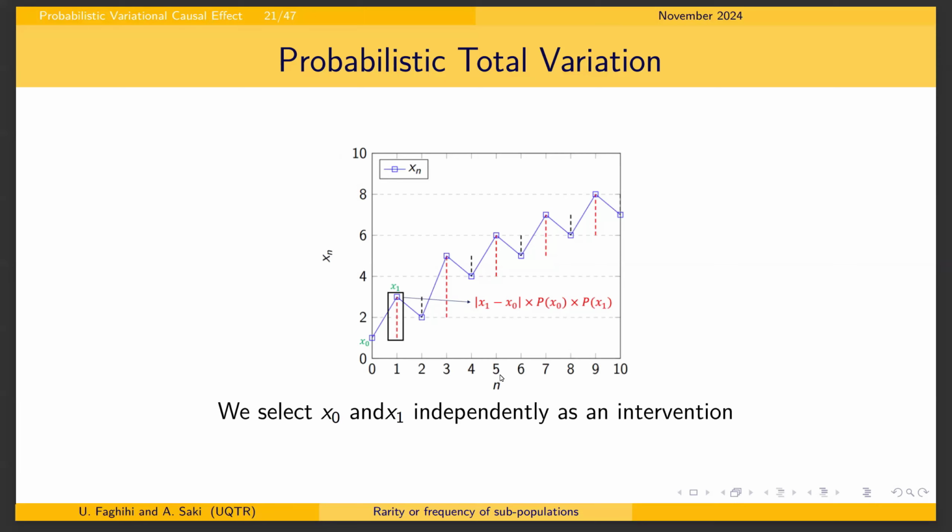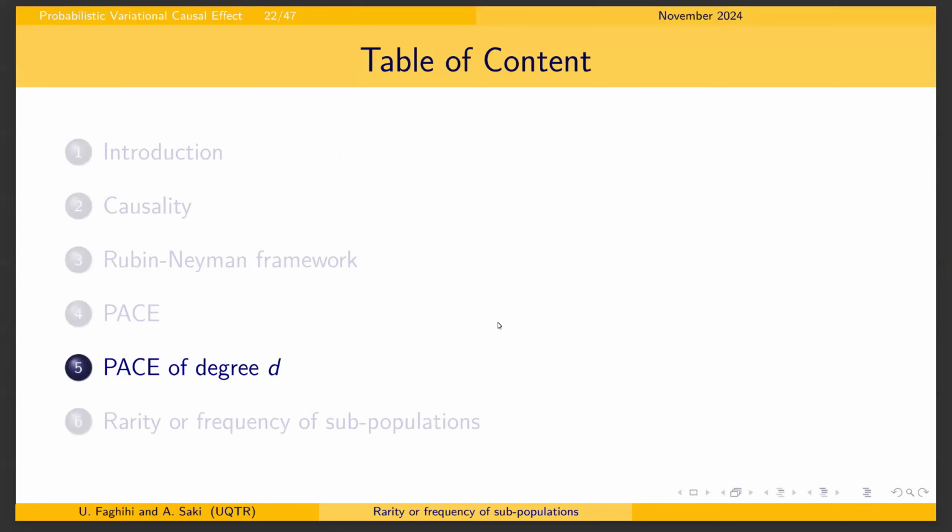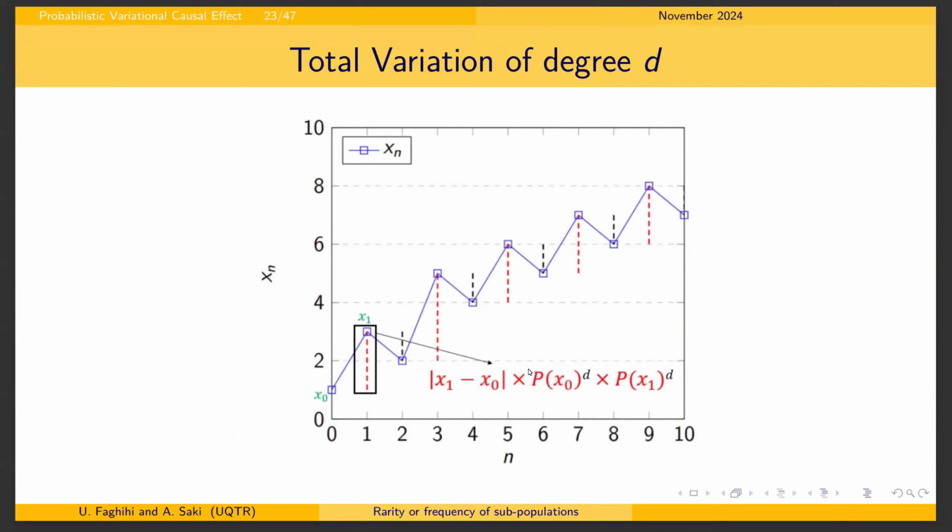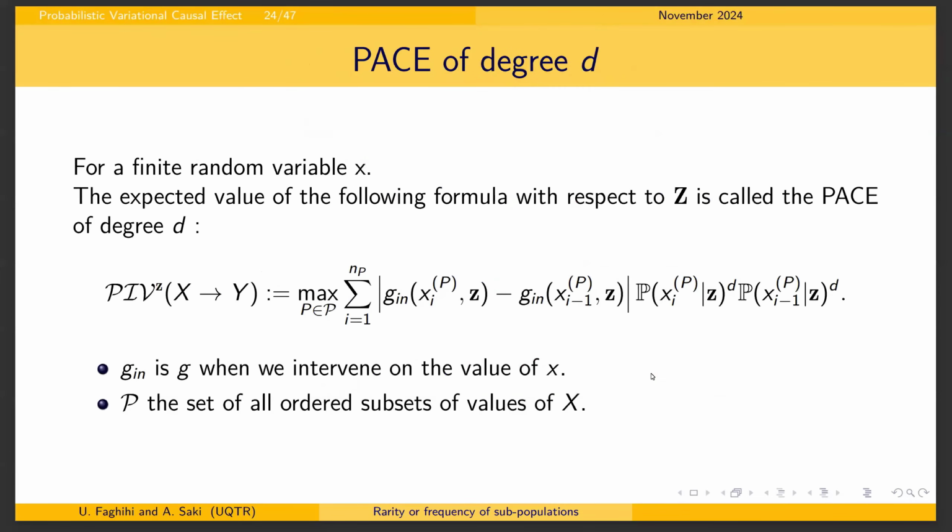That is when we are intervening, in causal inference language. And how we add this degree D that I just discussed: we add it to the power of each probability. Because these are the frequencies, we can easily understand how it moves, whether it has a high impact or low impact in the whole causal inference. So basically, our formula, which is the probabilistic variational causal effect with the degree of D, becomes something like this.